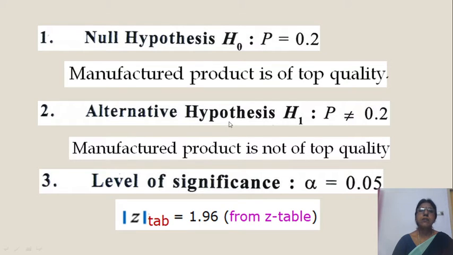Alternate hypothesis, which is quite opposite of this. Next, what is the sentence? The manufactured product is not of top quality. In numbers, P is not equal to 0.2. Okay, the third one, level of significance. In the problem alpha is given as 0.05. From the tables, Z tabulated value is 1.96. Generally we take 5% or 0.05.